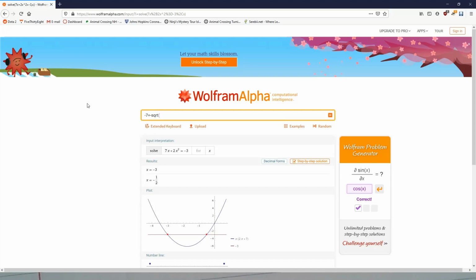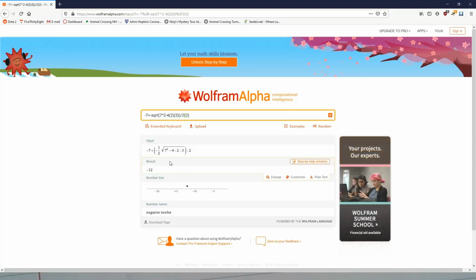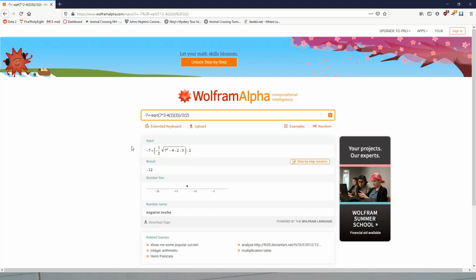Parentheses, 7 squared minus 4 times, we did parentheses, 4 times 2 times 3, end of parentheses, divided by 2 times 2, and we hit enter on this, it gives us -12. And look at what it did. It did this.